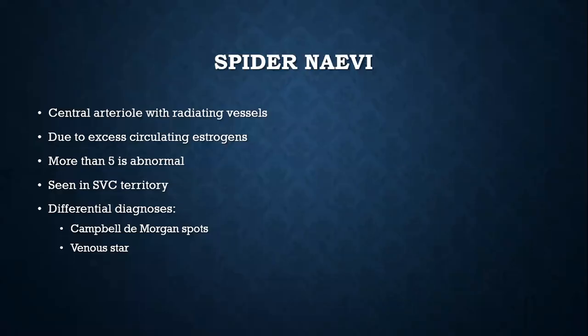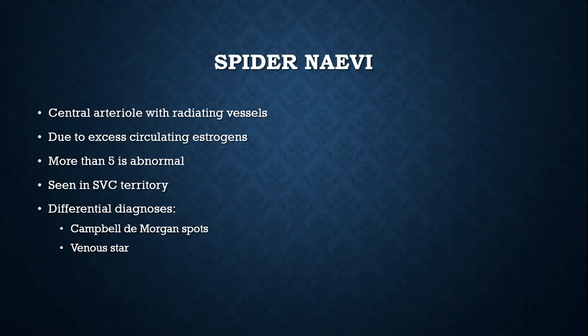So spider nevi is again a feature of liver cirrhosis, a liver failure symptom. It is actually a central arteriole which has some radiating vessels. It is also due to circulating estrogens. Up to 5 spider nevi is normal. More than 5 spider nevi is abnormal. It is commonly seen in the SVC territory.